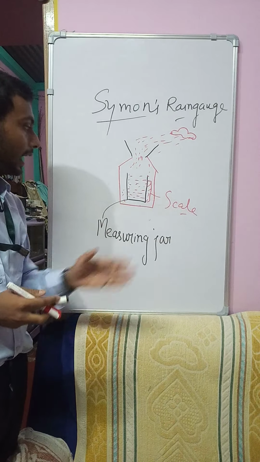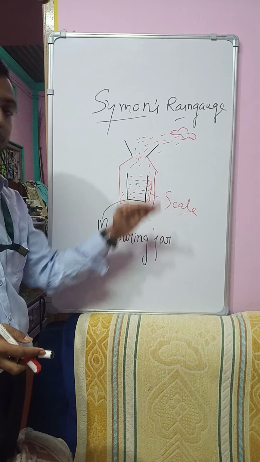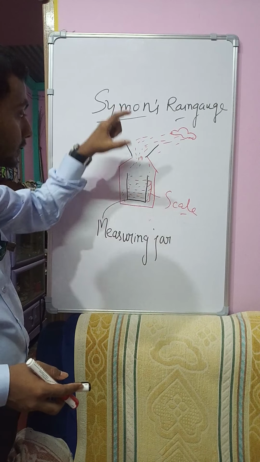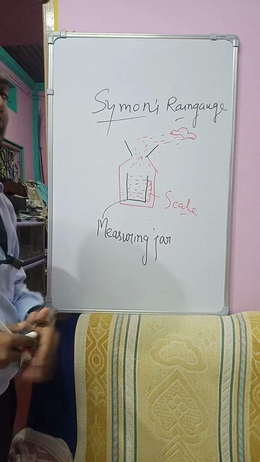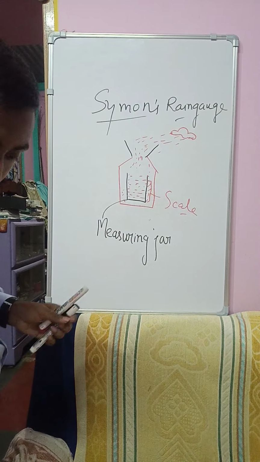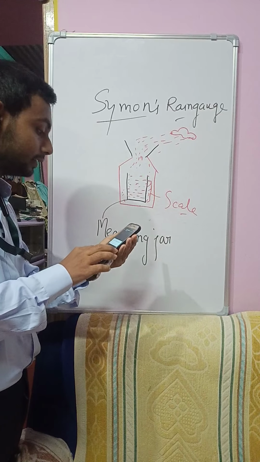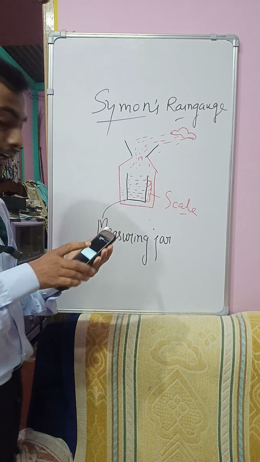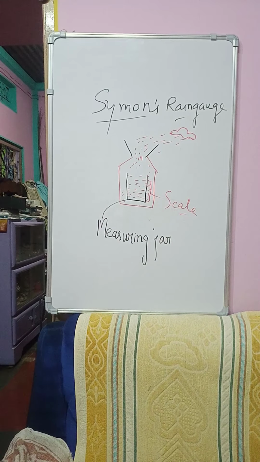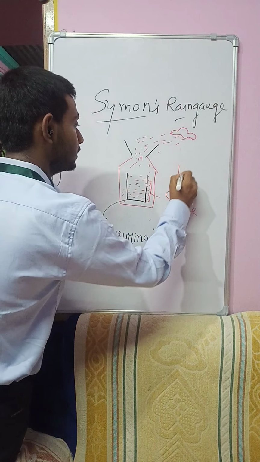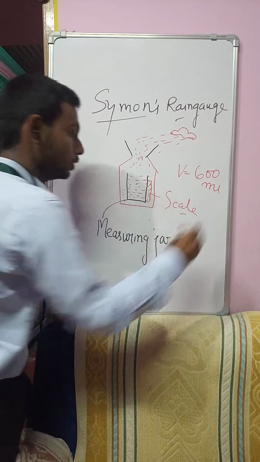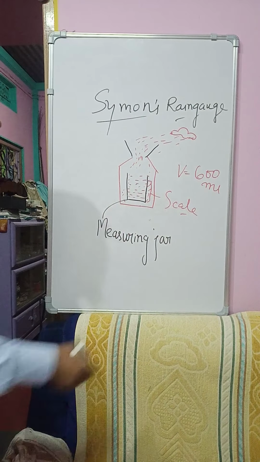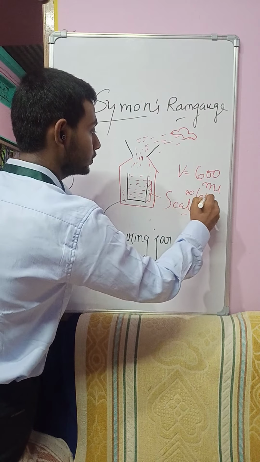Fine. And we also calculate the depth. We find the depth of this rainfall through the receiving jar with the help of the scale. But here is a tricky question. In the question it is mentioned, if 600 ml of rainwater. So the volume of rainwater I am writing as V. Volume of rainwater is 600 ml. We know 1 ml equals 1 cc, so 600 ml equals 600 cc.